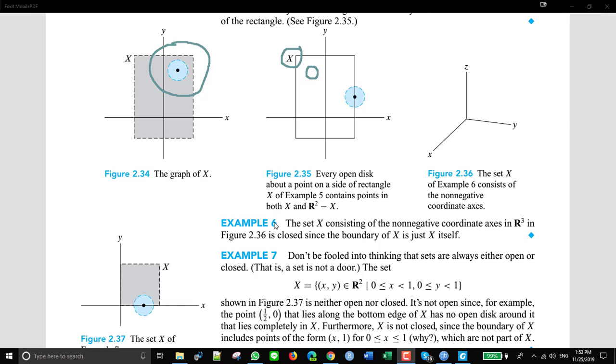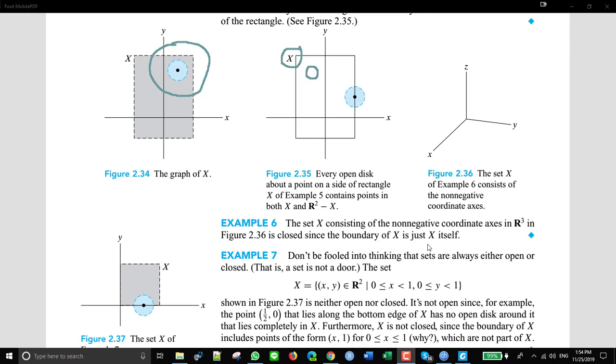Okay, let's take a look at example 6. The set X consisting of the non-negative coordinate axes in R3. So what are they talking about? Here, this is the non-negative y-axis. This is the non-negative x-axis. This is the non-negative z-axis. So what about this set? In other words, just the points on this part of the axis, this part of the axis, this part of the axis. It's a kind of peculiar set, but it is a set of points.